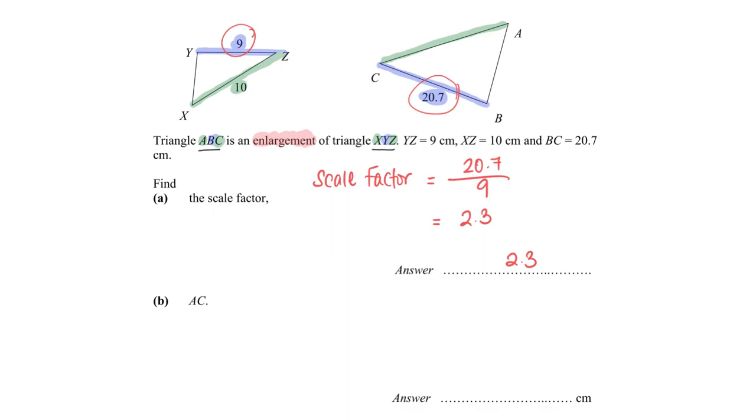And since I know that, I will then be able to get my AC pretty straightforward, because I know that the AC is also 2.3 times larger than the corresponding length of 10. Okay, the green color line. And that will be 23 cm. Alright, and we are done with this question.